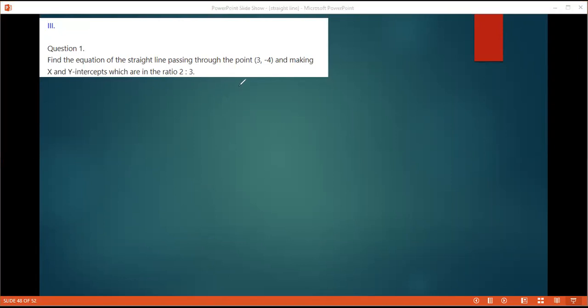Find the equation of a straight line passing through the point 3 comma minus 4 and making x and y intercepts which are in the ratio 2 is to 3, right? You observe, this is also an intercept question. By reading the question, you understood that this is an intercept based question, no doubt, right? So can we take the equation of a line in the intercept form? What is the equation of a line in intercept form?